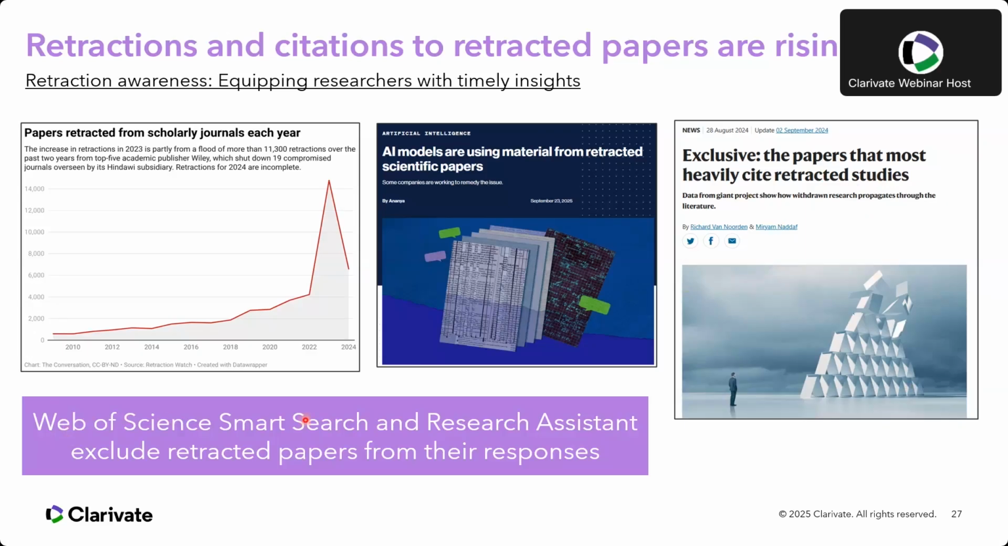What you have to keep in mind or remember is that the Web of Science Smart Search and Research Assistant exclude retracted papers from their responses. That's very, very important. So that's what you would do manually when you do advanced search. You would exclude the document type. So you could do the same here, but now by default in the Web of Science Smart Search and Research Assistant, the retracted papers are excluded.